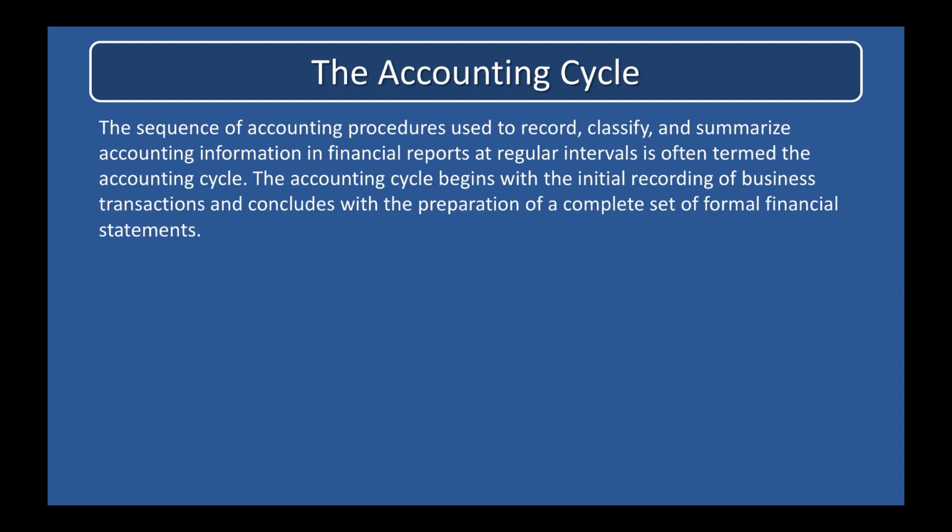The accounting cycle begins with the initial recording of business transactions and concludes with the preparation of a complete set of formal financial statements. The term cycle indicates that these procedures must be repeated continuously to enable the business to prepare new, up-to-date financial statements at reasonable intervals.